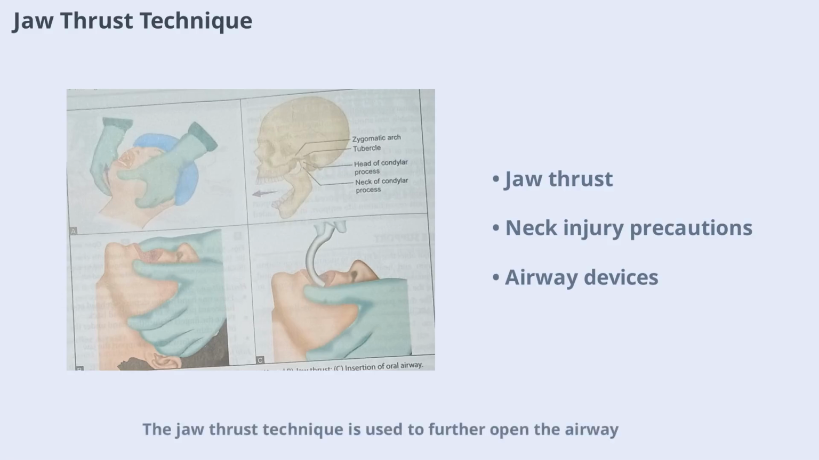The jaw thrust technique is used to further open the airway, especially when neck injury is suspected. Grasp the angle of the victim's lower jaw and lift with both hands, displacing the mandible forward while tilting the head backward. If foreign material is present, remove it promptly. Devices like Guedel's or Safar's airway, laryngeal mask airway, or esophageal gastric tube may be used if available. These tools help maintain airway patency during resuscitation.